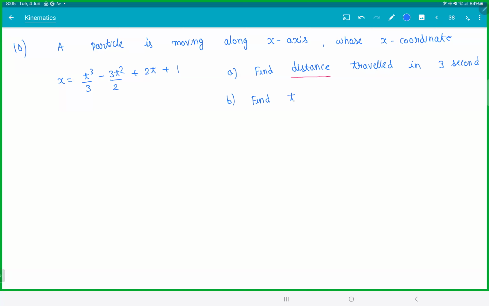Second part of the question, find the time interval. This is a good question. It's a proper advanced question. Can be asked in a more than one choice or a matrix matching. Find the time interval.